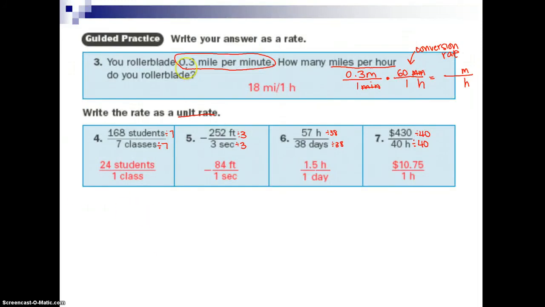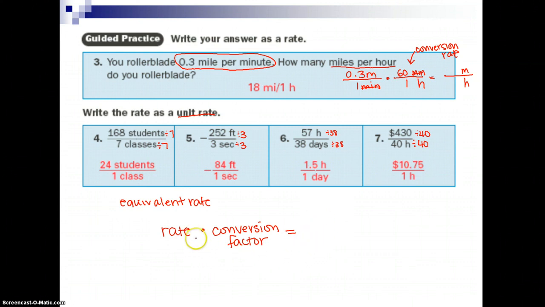Let me just remind you, when you're doing equivalent rates, you need to take the rate, multiply by the conversion rate, or I'm actually going to call it the conversion factor. I think that's the proper name, the conversion rate or the conversion factor. So the rate times the conversion factor, and that's going to equal your answer.